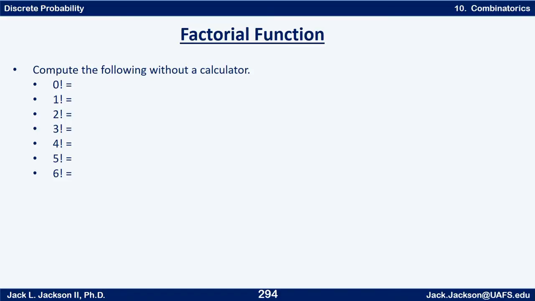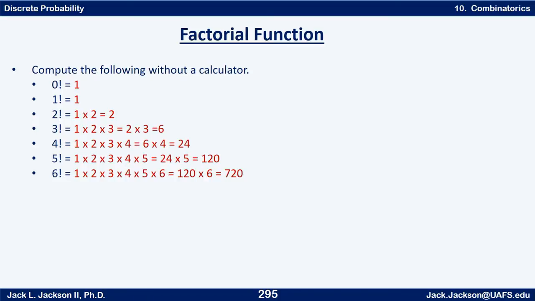Well, you don't really even need a calculator to do this. By definition, 0 factorial is 1. 1 factorial is also just 1 by the definition. 2 factorial is 1 times 2, or 2 times 1, which is just 2. 3 factorial is 1 times 2 times 3, which is 6, but you could also think of it as taking the 2 from 2 factorial and multiplying by 3, and that's 6, either way. 4 factorial is 1 times 2 times 3 times 4, which is also just 4 times the 3 factorial, so 4 times 6 is 24.